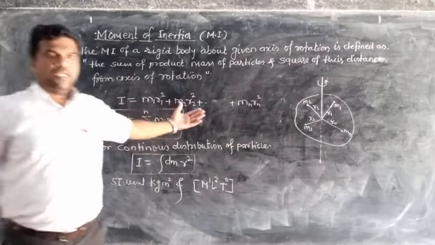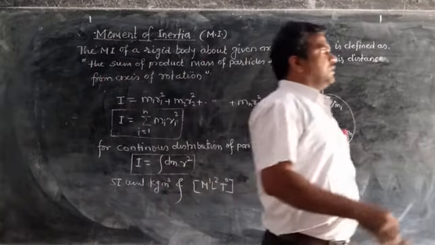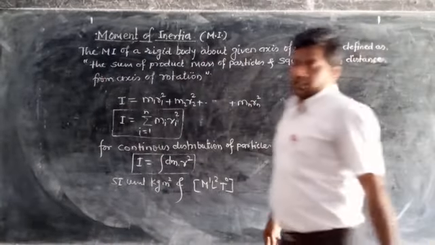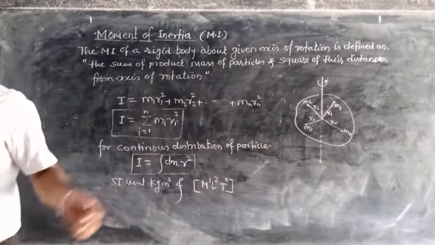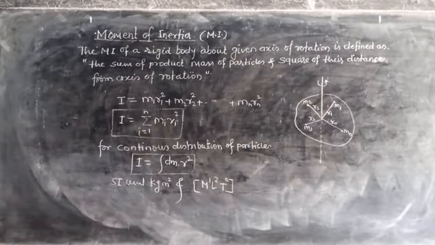Next, after this moment of inertia, we derive an expression for the kinetic energy of a rigid body. So we see what is a rigid body and what is the kinetic energy of a rigid body.